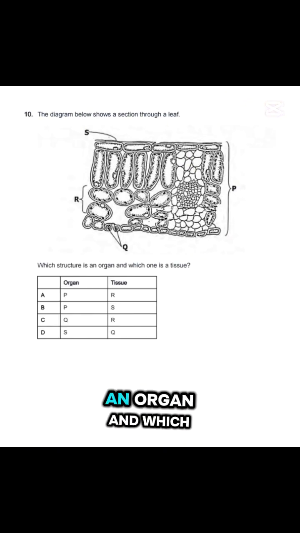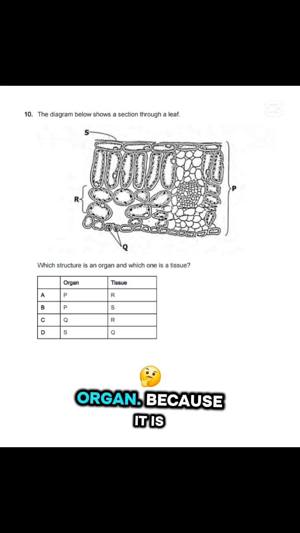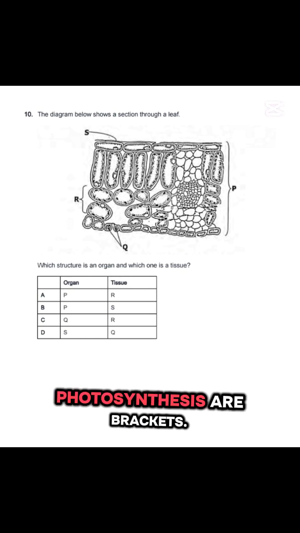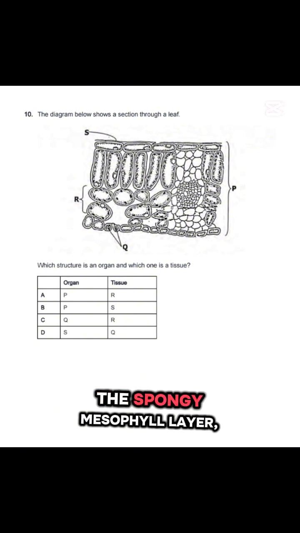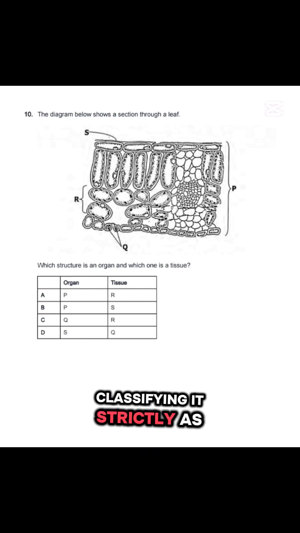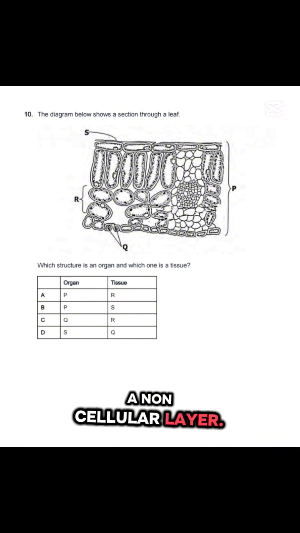10. Which structure is an organ and which one is a tissue? Correct answer, A. Organ P, tissue R. Explanation and reasoning: P brackets the entire cross-section of the leaf. A leaf is an organ because it is made up of several different tissues working together to perform a specific function, photosynthesis. R brackets the spongy mesophyll layer, which is a collection of similar cells working together, classifying it strictly as a tissue. For context, Q points to guard cells, and S points to the cuticle, a non-cellular layer.